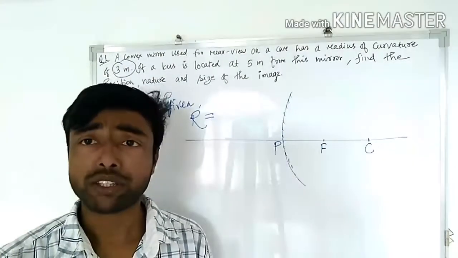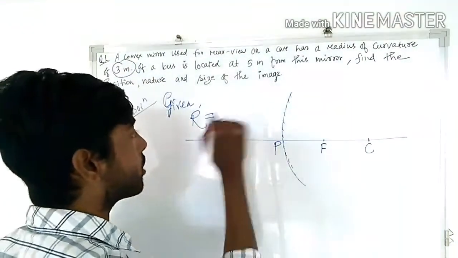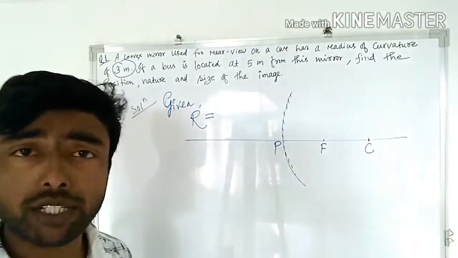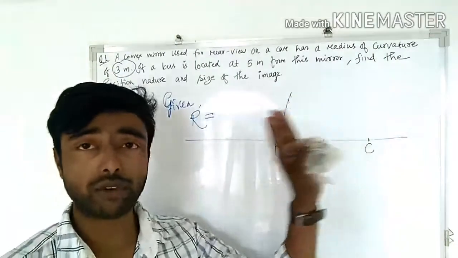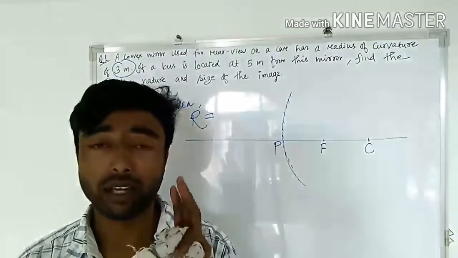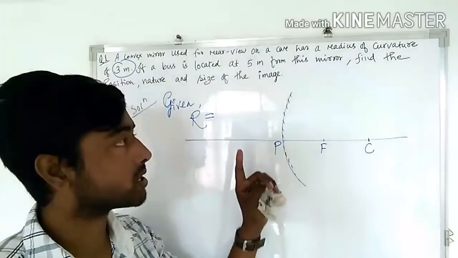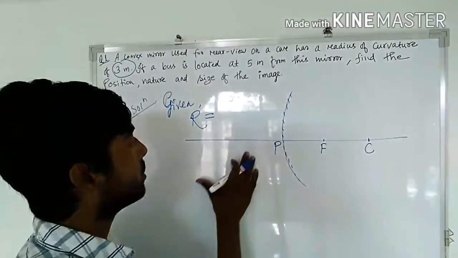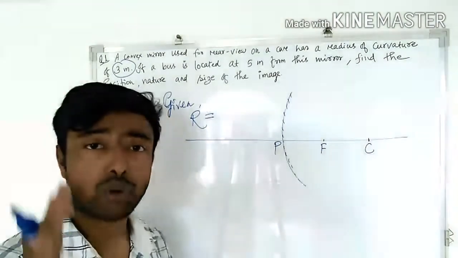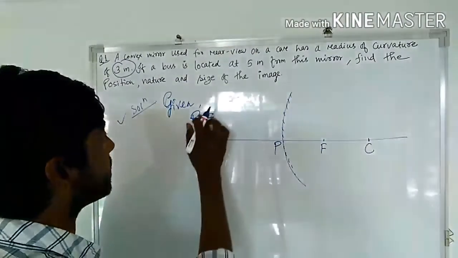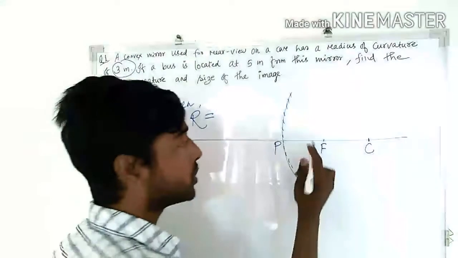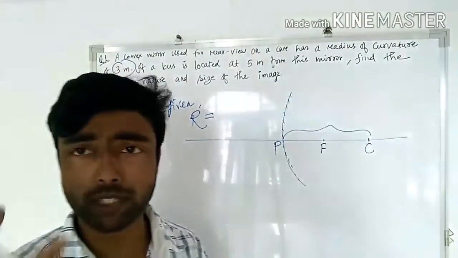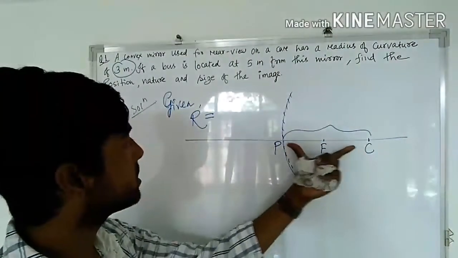Now that 3 meter, will you write minus or plus? That is very important, because you have to use sign convention in any numerical, in case of spherical mirror, in case of lens, which we will get in the next video maybe. So you must follow sign convention. Here it is given that radius of curvature, and we know that this is the radius of curvature from P to C. I already explained that.